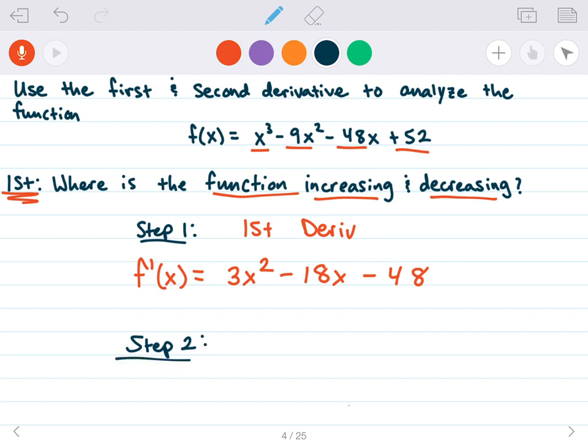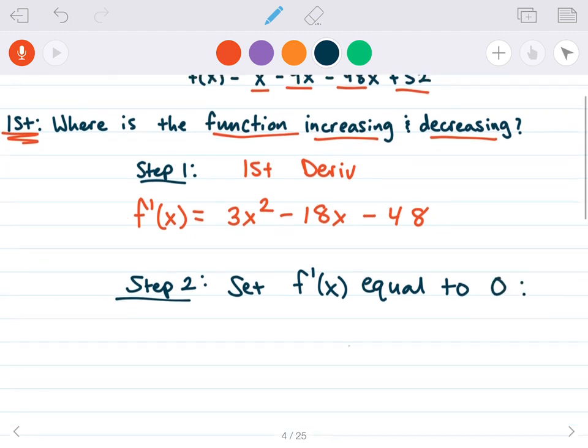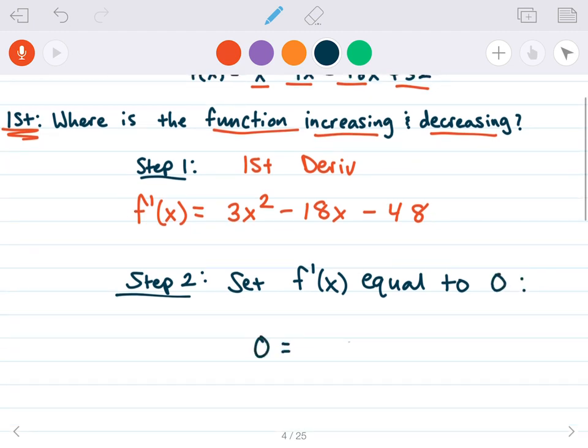But first step, we take the derivative. Second step, set the derivative equal to 0 and solve for x. So let's go ahead and do that part. So we have 0 equals 3x squared minus 18x minus 48.